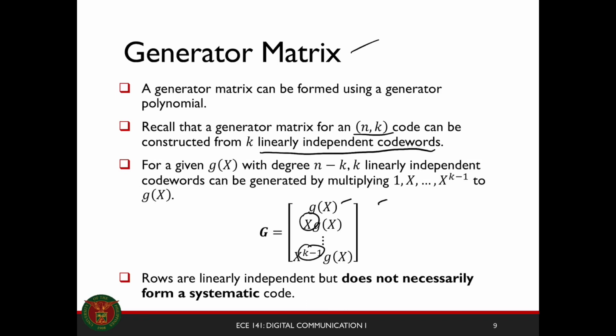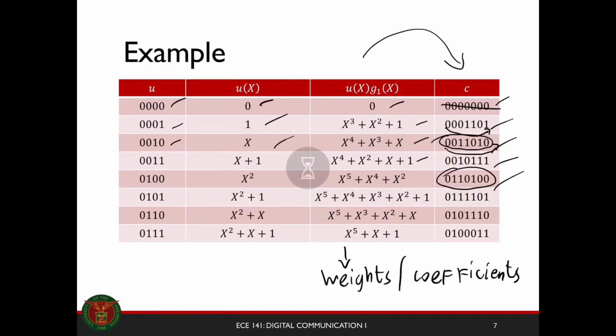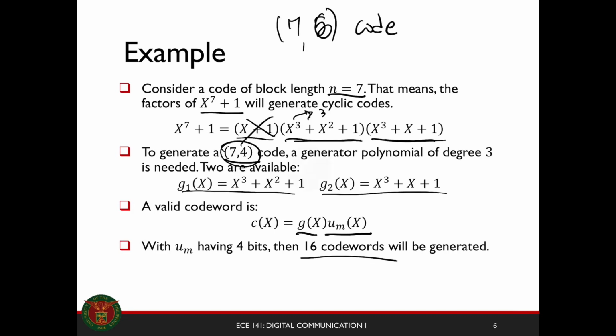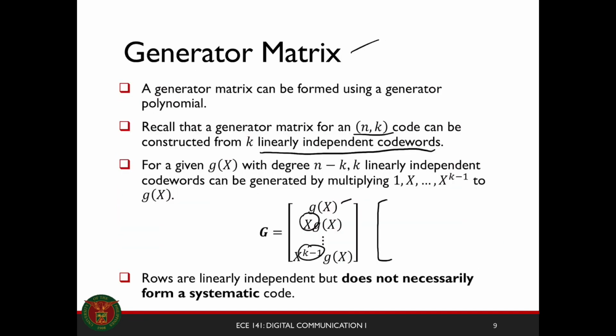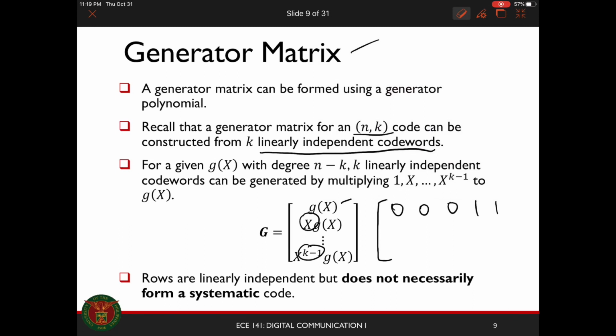For example, if your generator polynomial is given as g1(x) = x^3 + x^2 + 1, the coefficients are 0, 0, 0, 1, 1, 0, 1, over x^6, x^5, x^4, x^3, x^2, x, and 1. If you multiply it by x, you are shifting the polynomial by 1 bit to the left. So that would be 0, 0, 1, 1, 0, 1, 0.